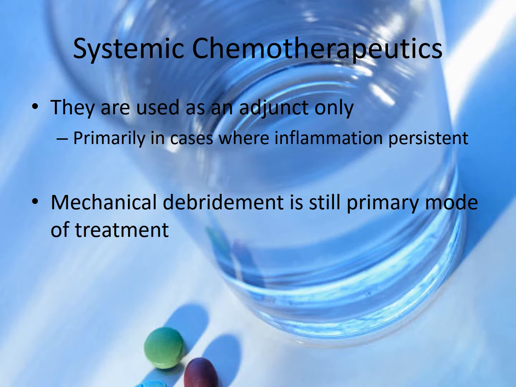The systemic chemotherapeutics are used as an adjunct only, and they are indicated primarily in cases where the inflammation is severe or persistent. Mechanical debridement is still the primary mode of treatment, and as long as you adequately remove the biofilm or the calculus that houses the plaque, then the body will have a favorable response in terms of probing reduction and decrease in inflammation.